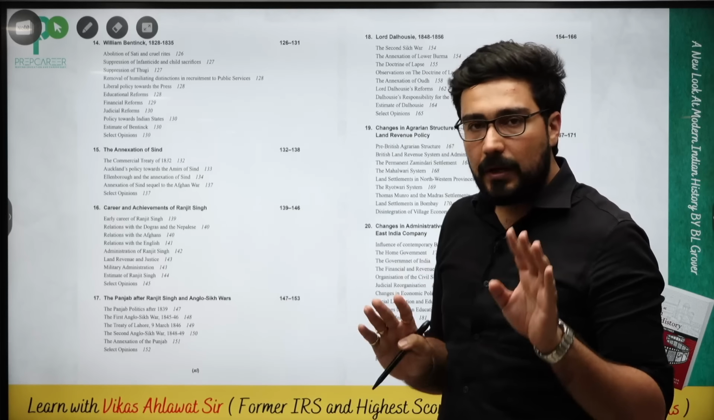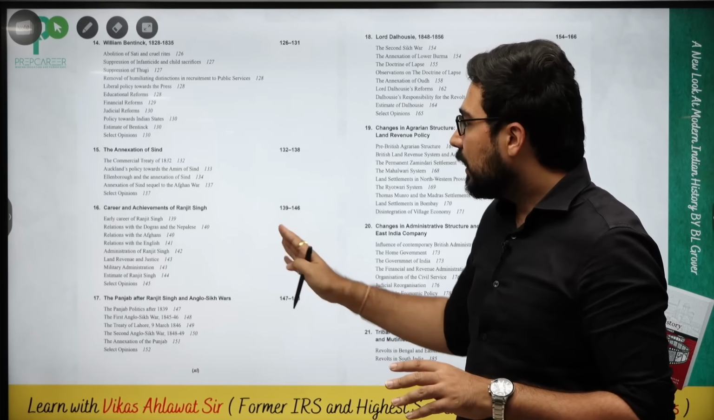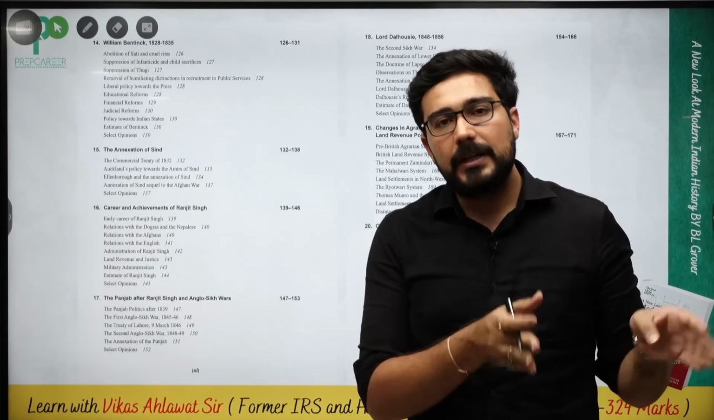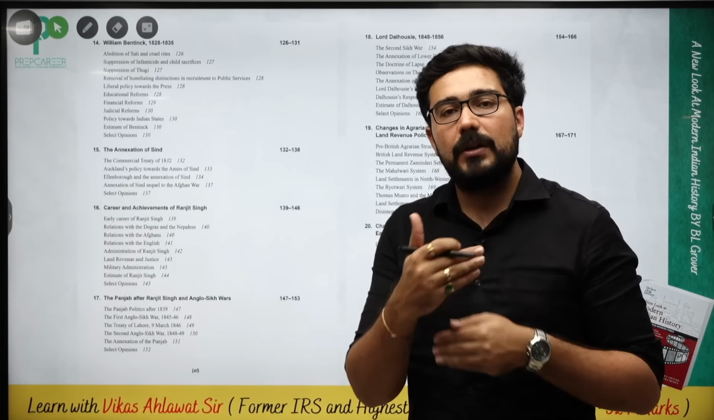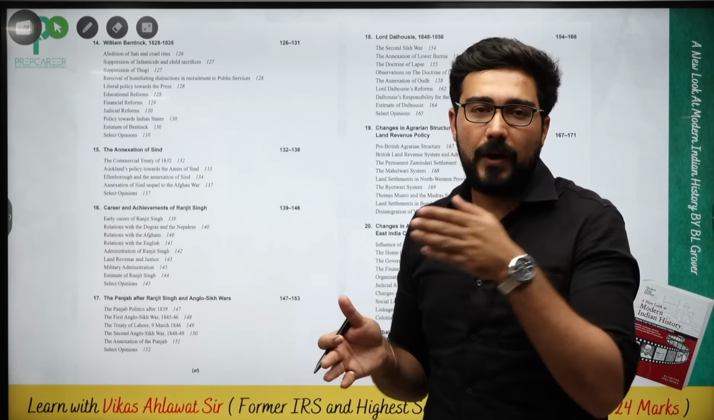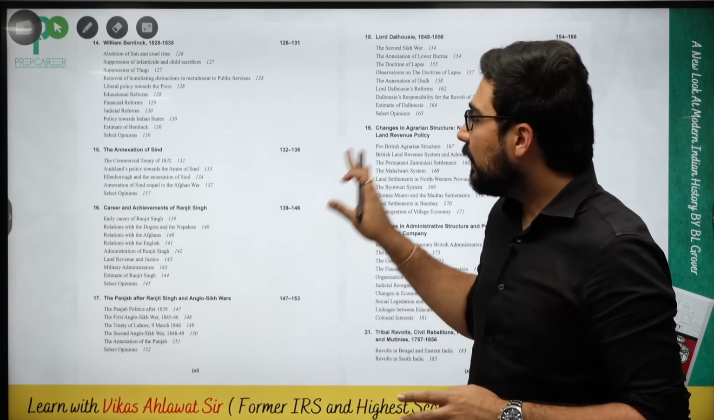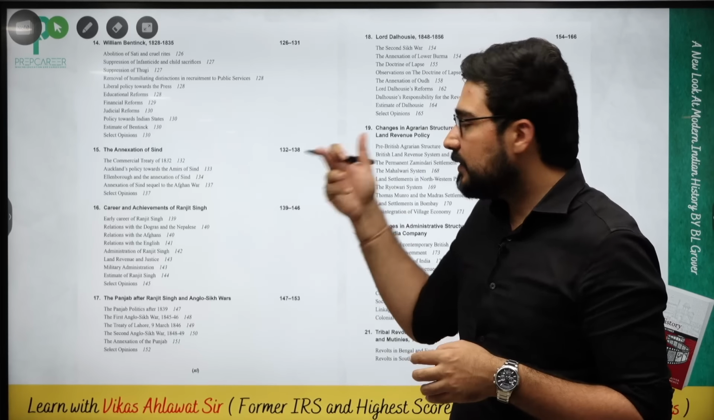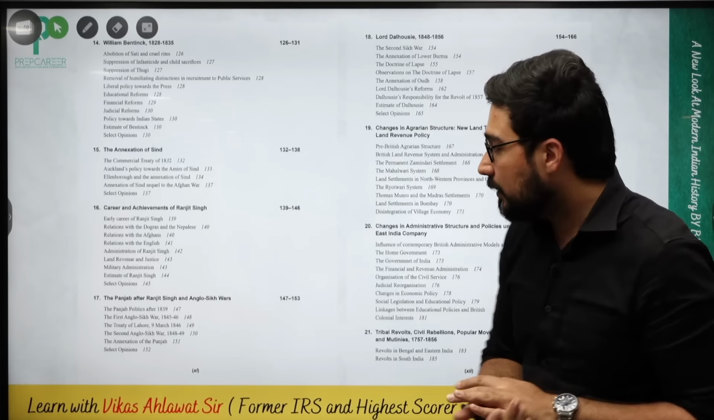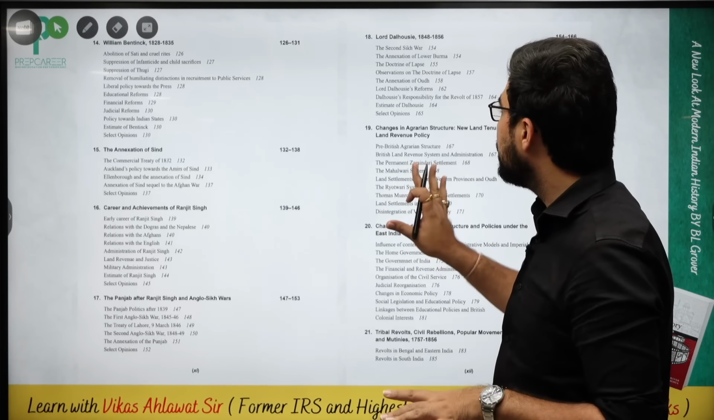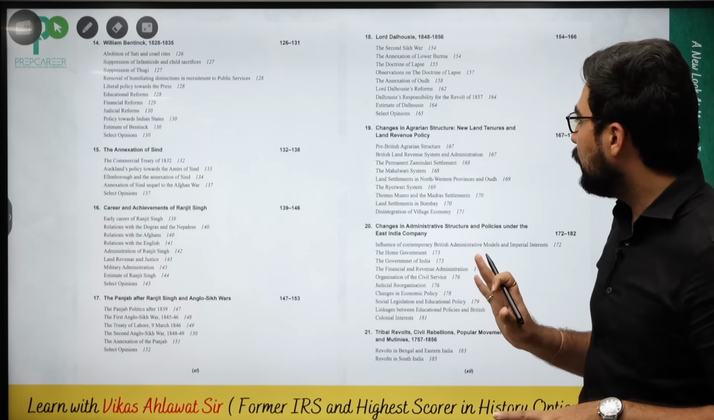Chapter number 15, the annexation of Sindh is important. The career and achievements of Ranjit Singh are important, but more focus would be on the treaty he signed with the British and how his behavior eventually led the British to realize that he was not going to fight them. That stance eventually led to problems for Punjab after his death in 1839. Punjab and the Anglo-Sikh wars, these two you have to do specifically. Dalhousie also you have to do.